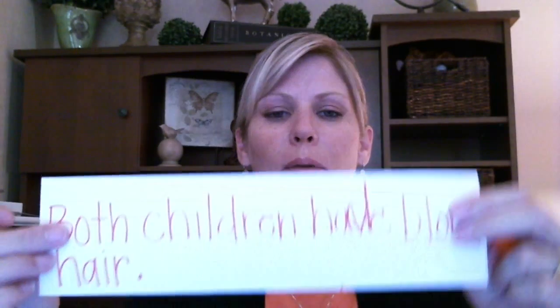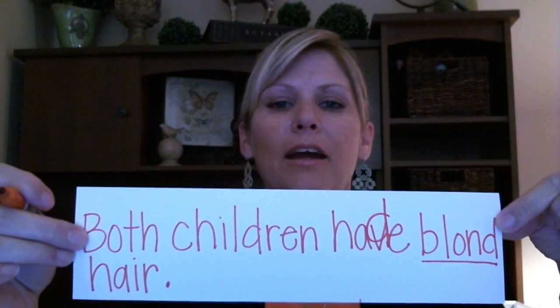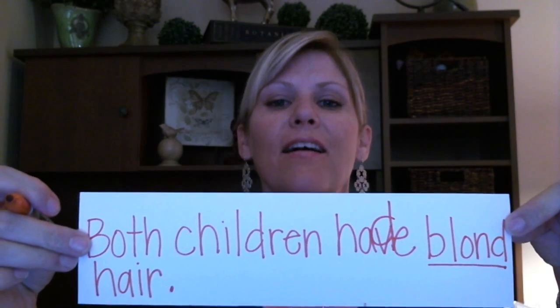Guess what? I messed up. And you know what? Teachers make mistakes too. Can you believe it? So, in the sentence, I said both children had blonde hair. Way to go, Mrs. Basil. It's had. So, you would put both children had blonde hair. H-A-D. Okay? Now, if you wrote have, because I might have said have too, that's fine. So, all right. Well, you can see everybody makes errors.